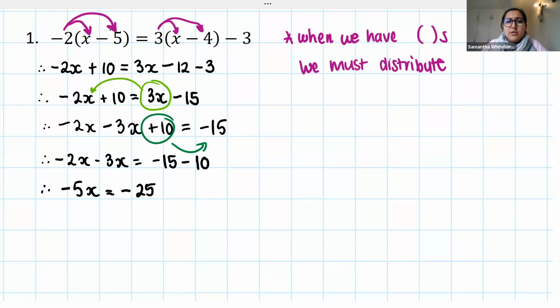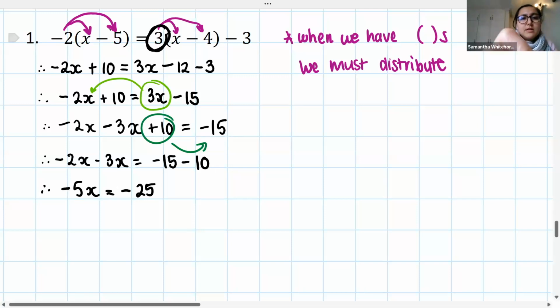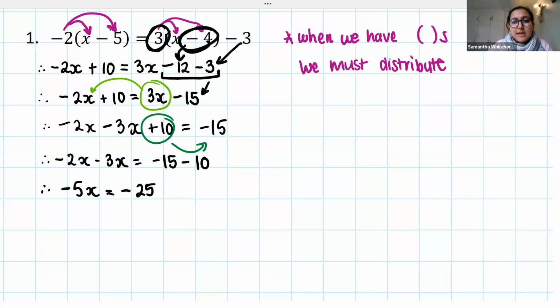Now it's 12, not 15. Guys, it is 15, so 3 times -4 is -12, and then I've still got that -3, and -12 minus 3 gives us -15. I hope that makes sense. So it is -15. So we've got the -15 minus 10, which is -25.